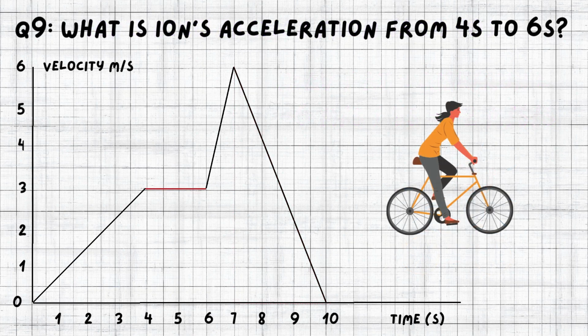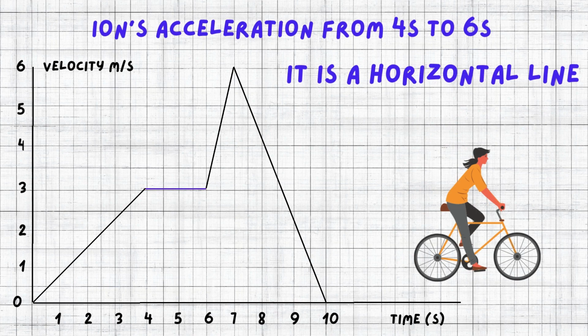Question 9. What is Ion's acceleration from 4 seconds to 6 seconds? It is a horizontal line, so the slope is 0. So acceleration equals 0 meters per second per second.